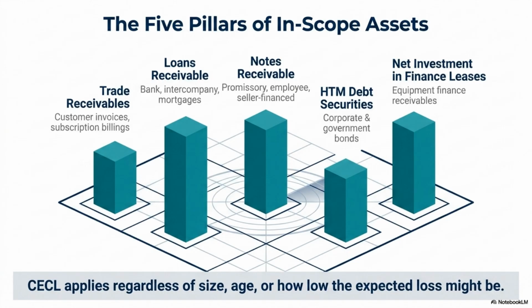Fourth, held-to-maturity debt securities, corporate and government bonds that the company intends to hold until they mature. Fifth, the net investment in finance leases, equipment and other assets financed through direct financing arrangements. The bottom line printed on this slide is the one practitioners need to internalize. CECL applies regardless of size, age, or how low the expected loss might be. There are no materiality carve-outs built into the scope rules.